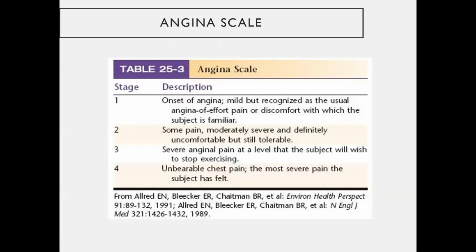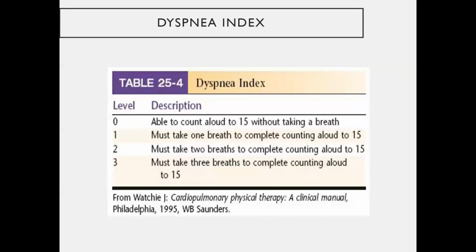So here's the angina scale. This is talking about chest pain. 1 is kind of just mild, but they recognize it, and it's just there. It's a familiar feeling. 2 is some pain, moderately severe, unable to tolerate. And then 3 and 4 are, oh boy, I'm having a heart attack level. There's the dyspnea index.